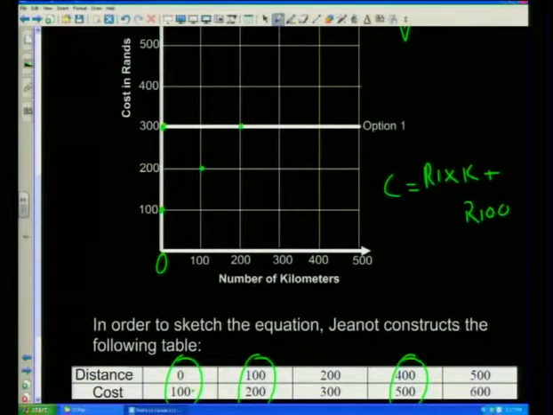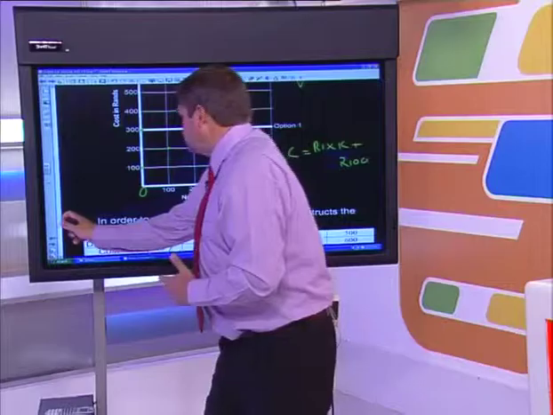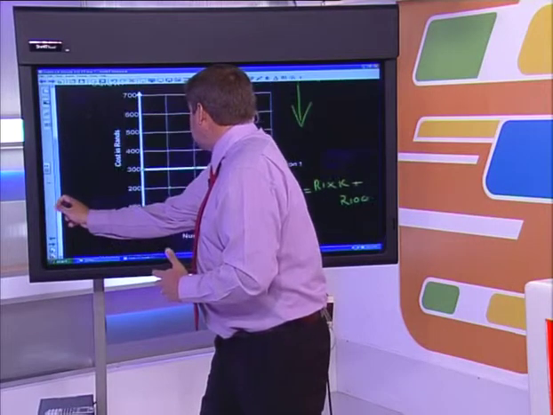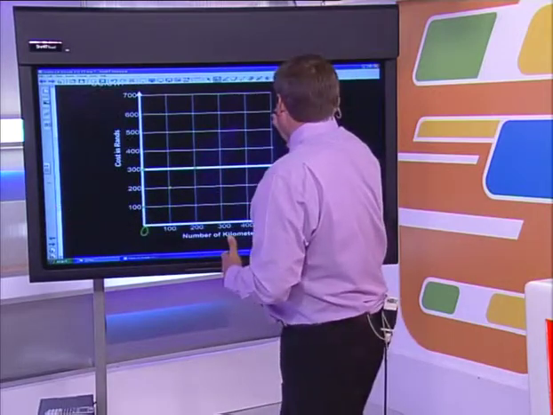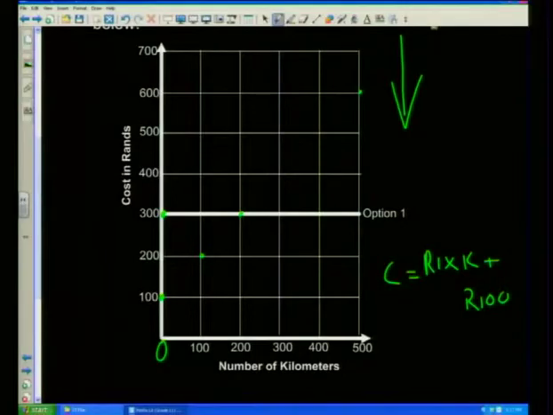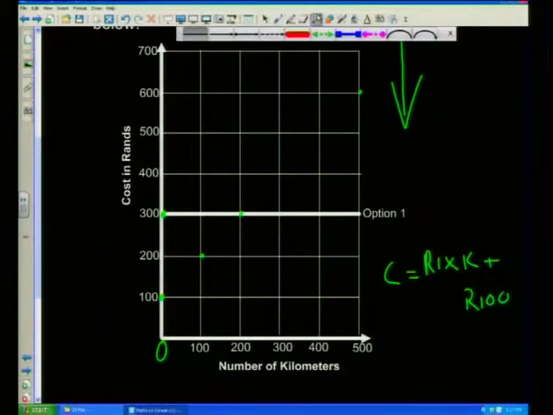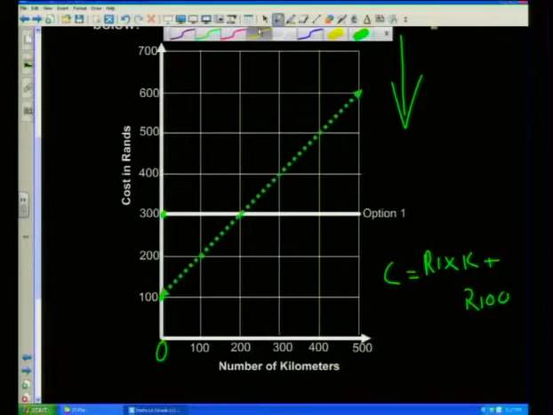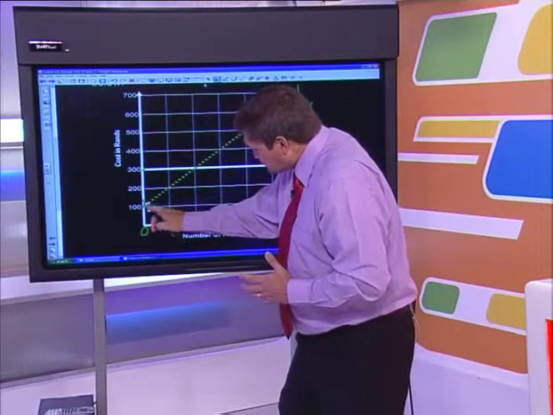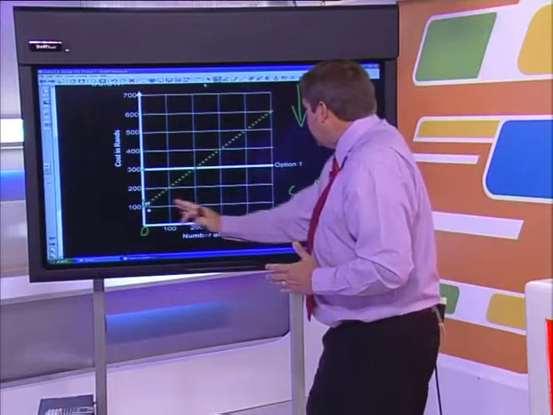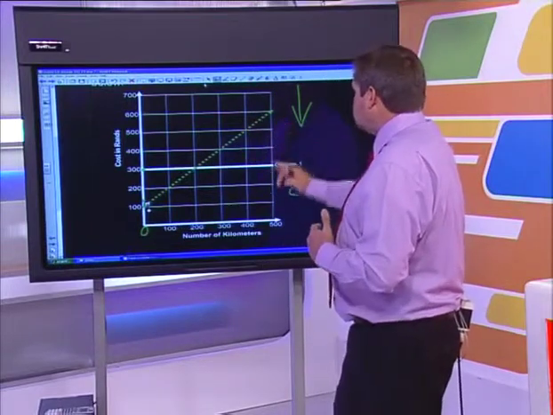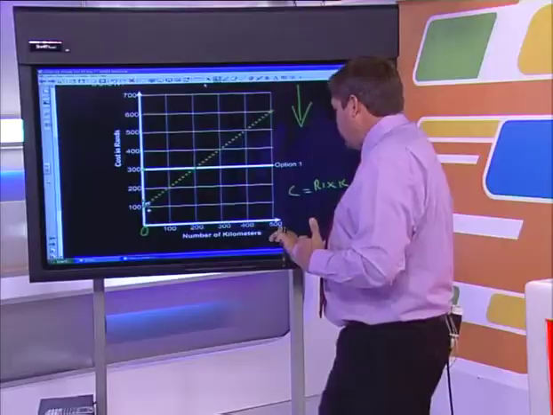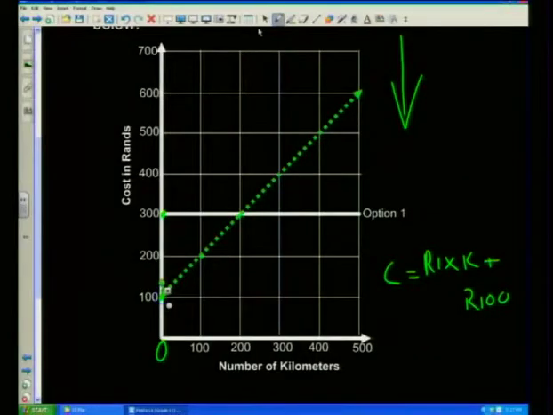So all we're going to do now is we are going to join all the dots. Okay? So I know that's going to be 500 kilometers, 600 Rand. So I'm going to use this wonderful technology that we have, and I'm going to say from that point, I'm going up to that point over there. In other words, guys, my graph starts at 100. It carries all the way on until we reach 600 Rand, because 500 kilometers costs me 600 Rand.